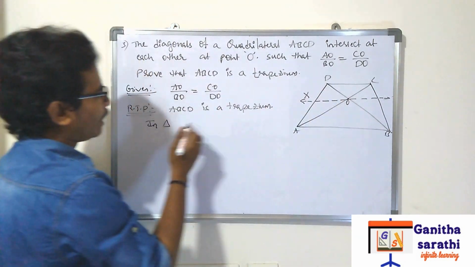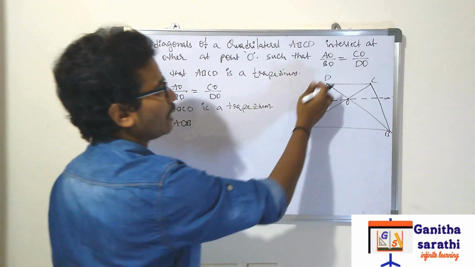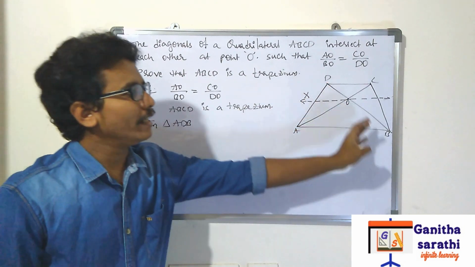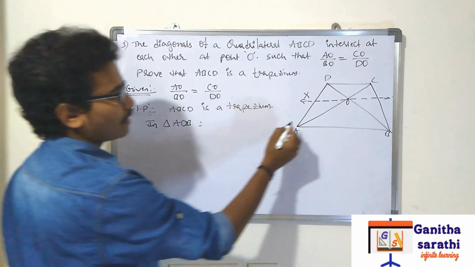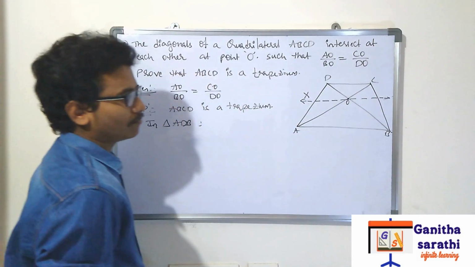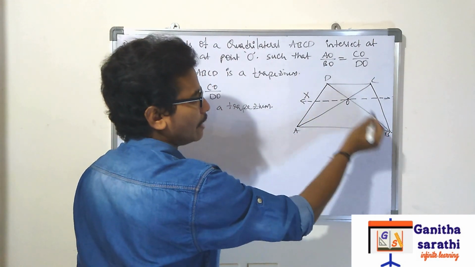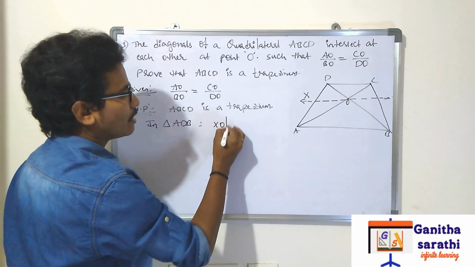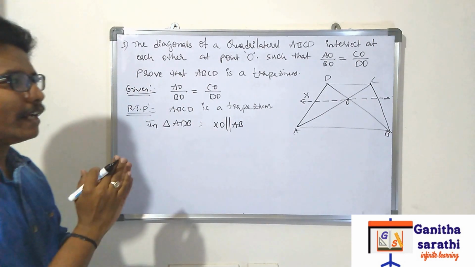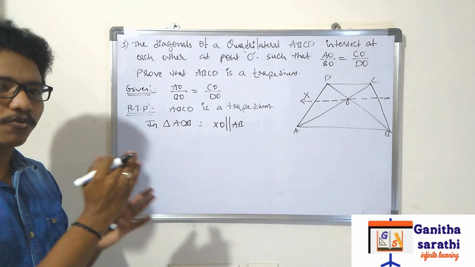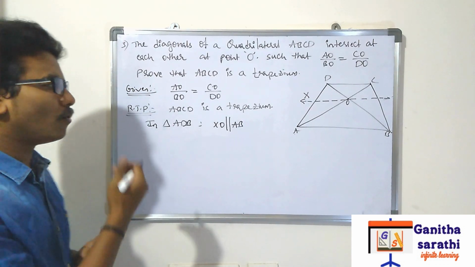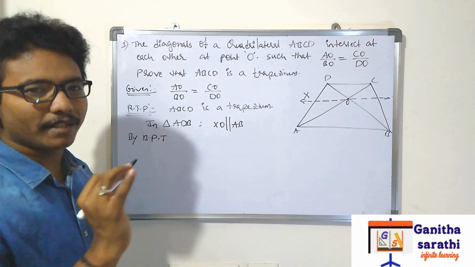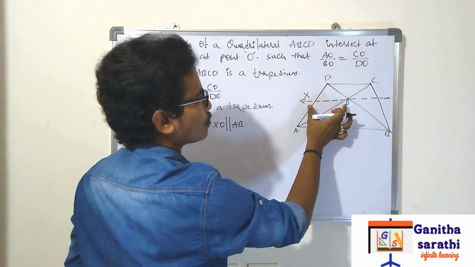Just see, in triangle ADB. Think of it as a quadrilateral only. In triangle ADB, we can say that XO is parallel to AB, right? If one line is parallel to one side of a triangle, then the other two sides are divided in the same ratio. By what? By BPT, the basic proportionality theorem. Here also we will use it.